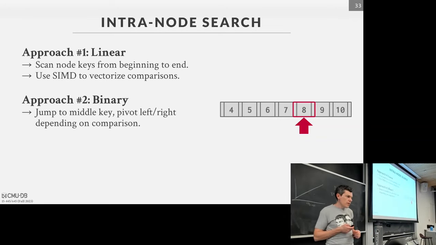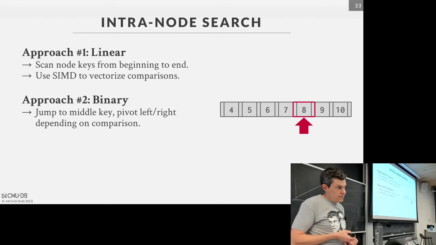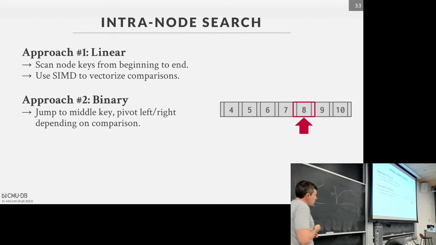Yes? It depends on the hardware. So in Postgres, it'd be 8 kilobytes, right? But again, the number of keys you can store in that node is going to depend on the type of the key. So binary search is the most common one.